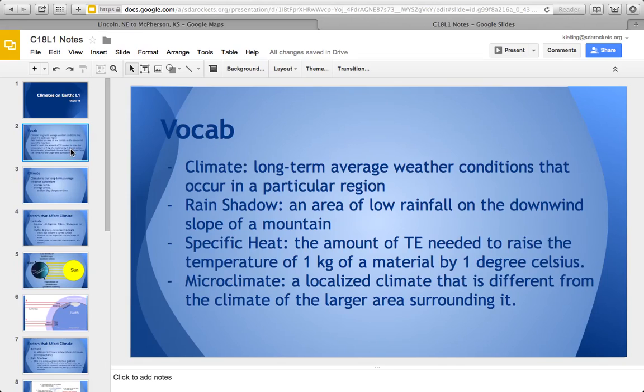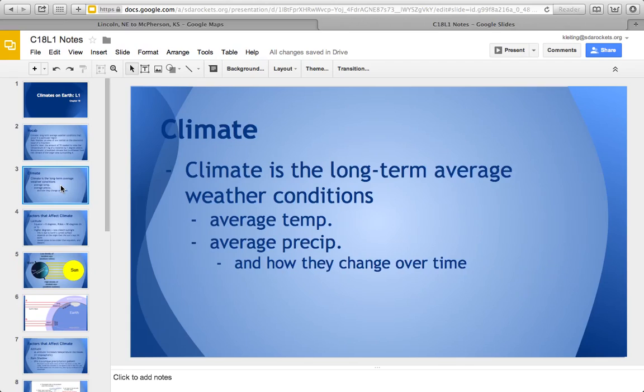The important thing for me that you remember for climate is that climate is over long term, weather is short term. So climate is over years and years and years, and weather is that day. So climate is the long-term average of weather conditions. So this is the average temperature and the average precipitation, and how we also use this to determine how things change over time.